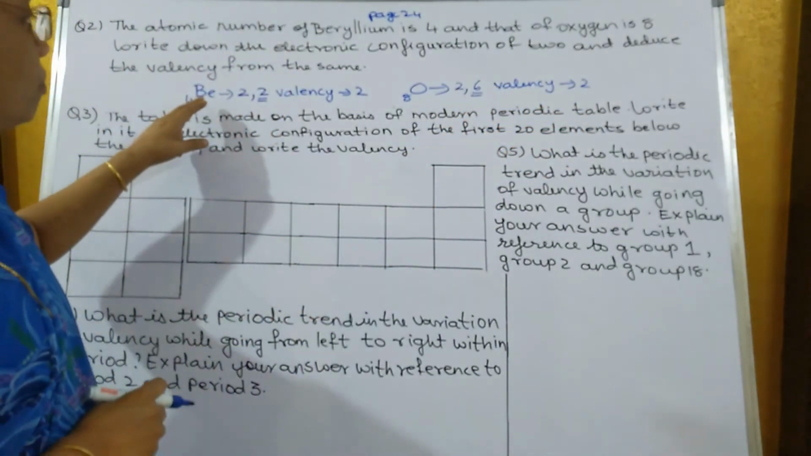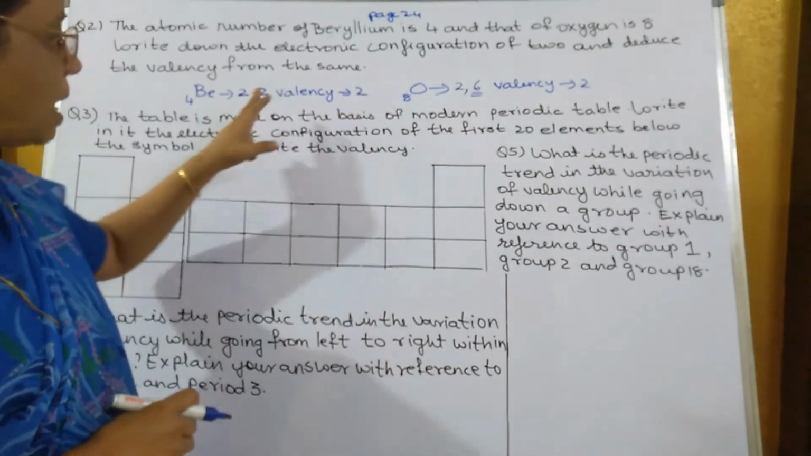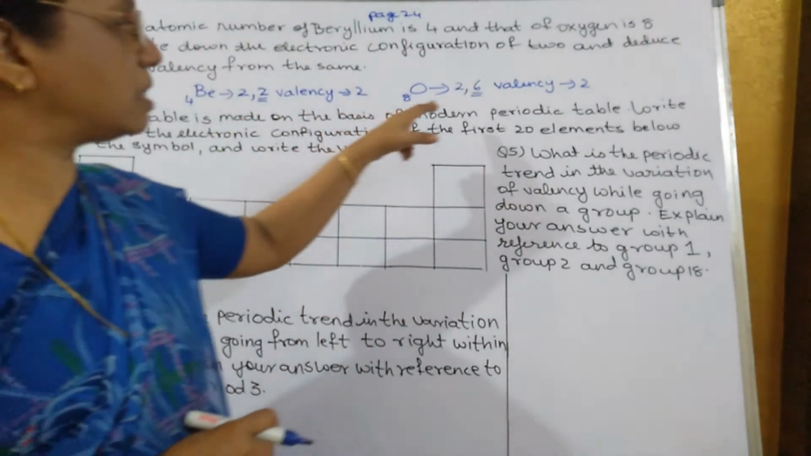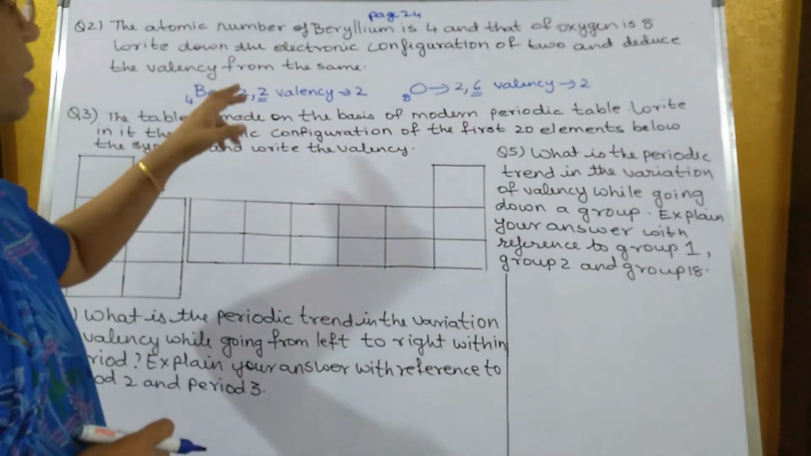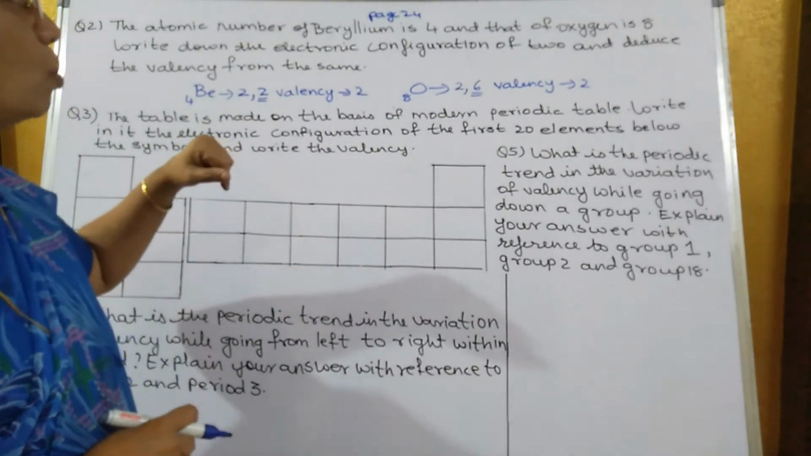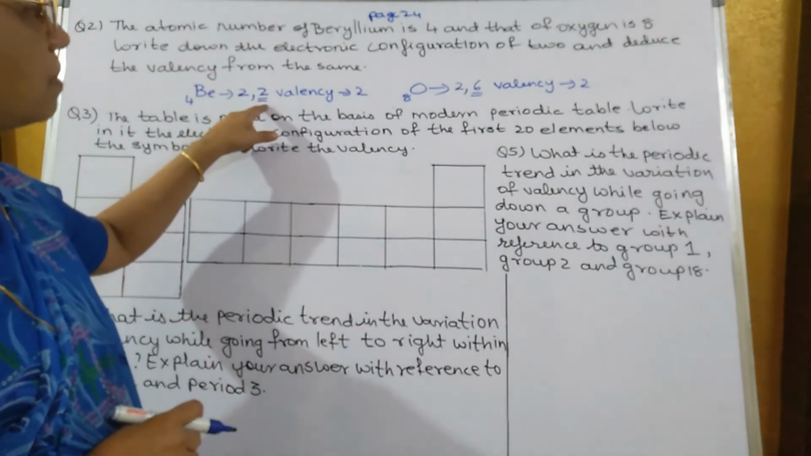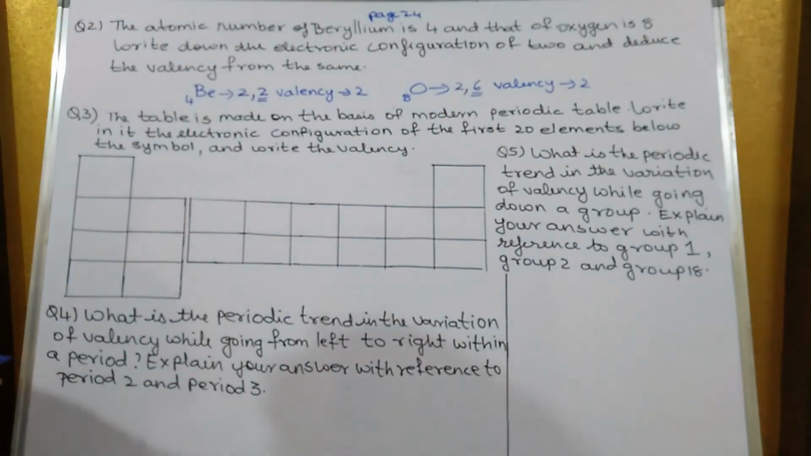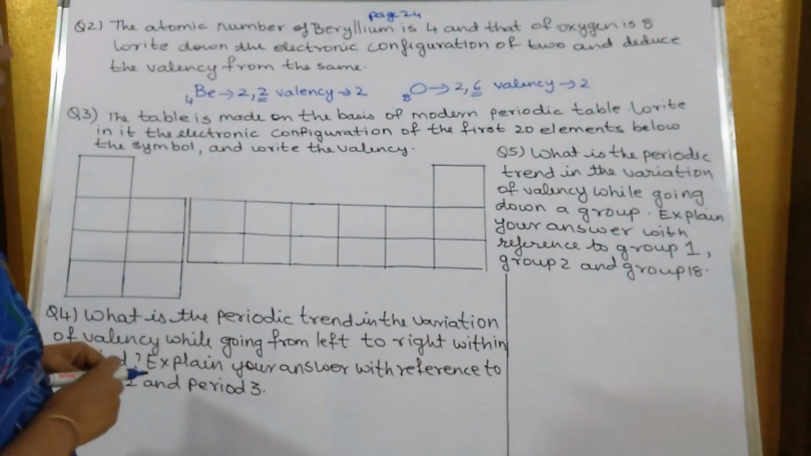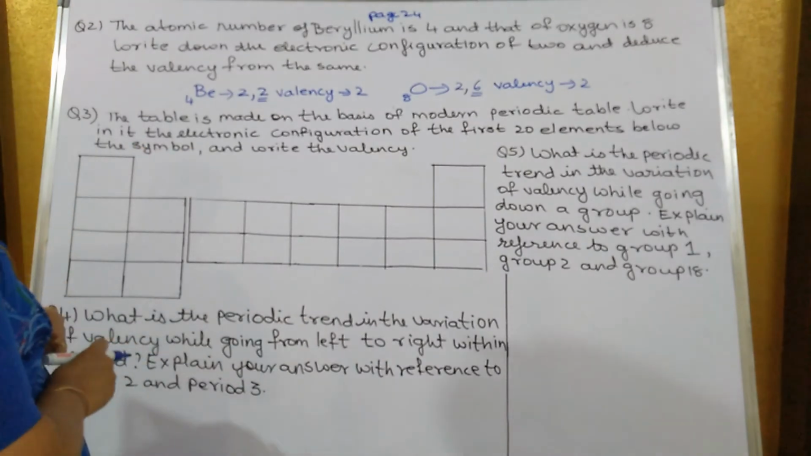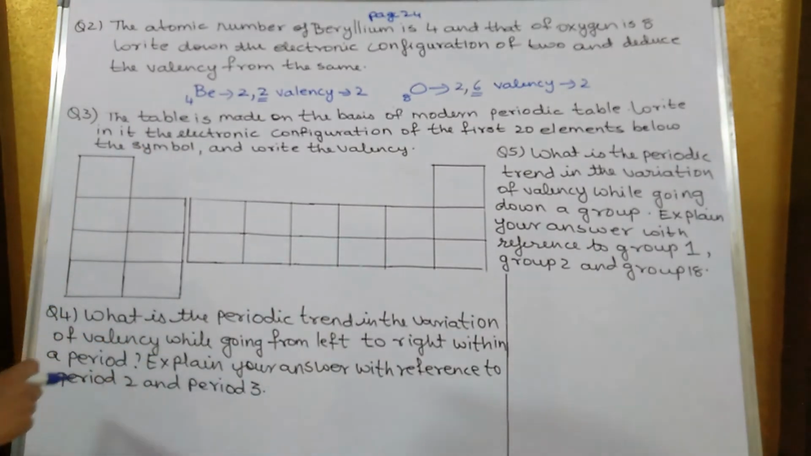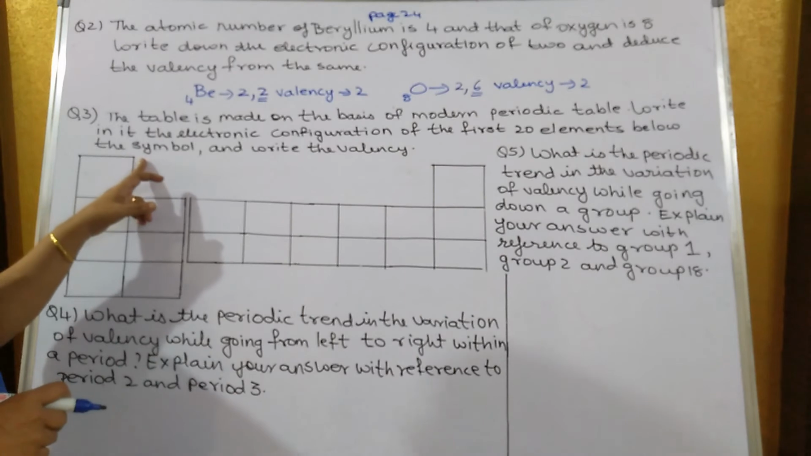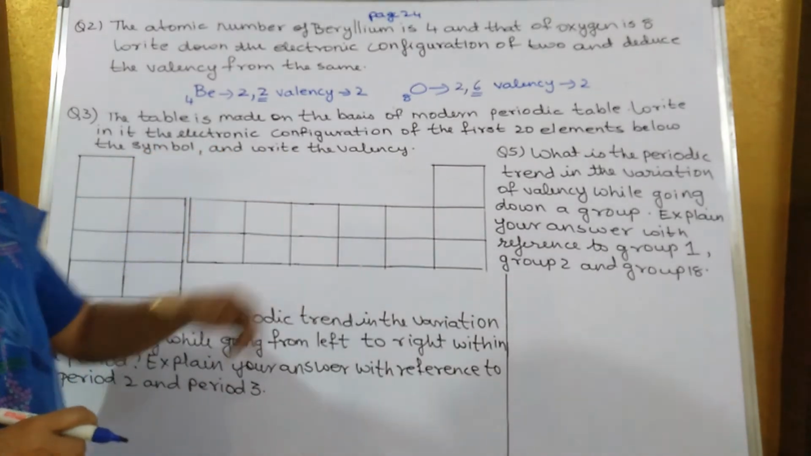Now if you compare beryllium and oxygen, valence electron is 2 over here and valence electron is 6 over here, but yet both have valency 2. Why? Because here it gives away 2 electrons and here it takes 2 electrons. Now next, write in the table the first 20 elements according to the modern periodic table. Below the symbol write down the electronic configuration and write the valency.